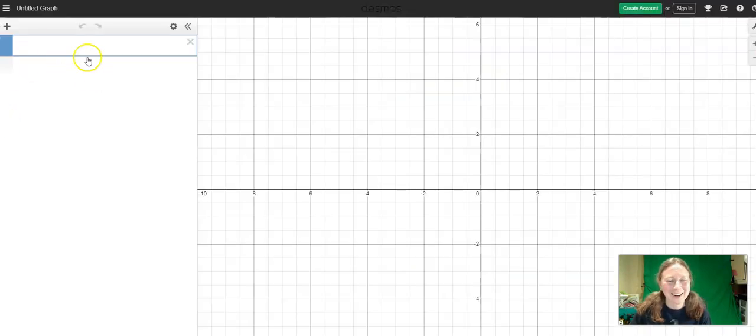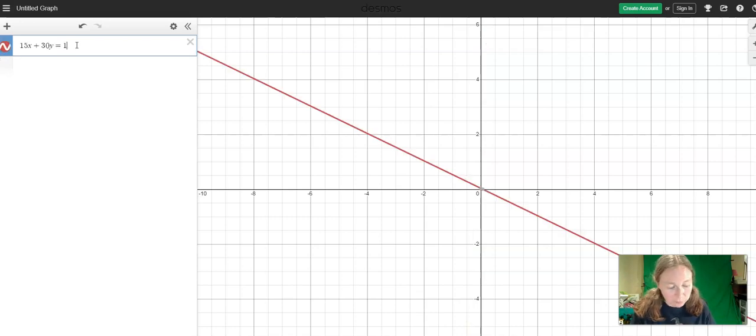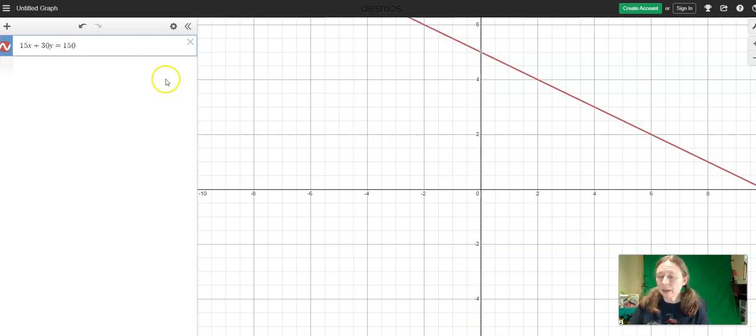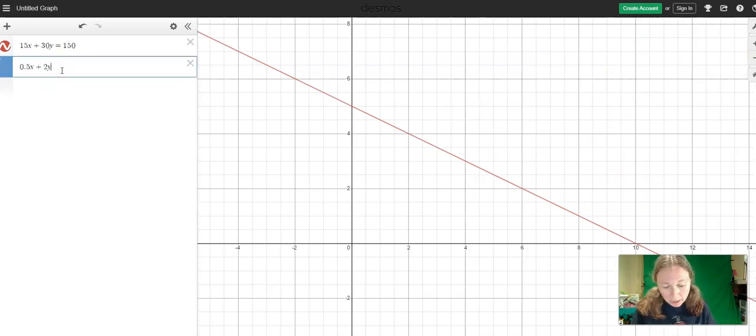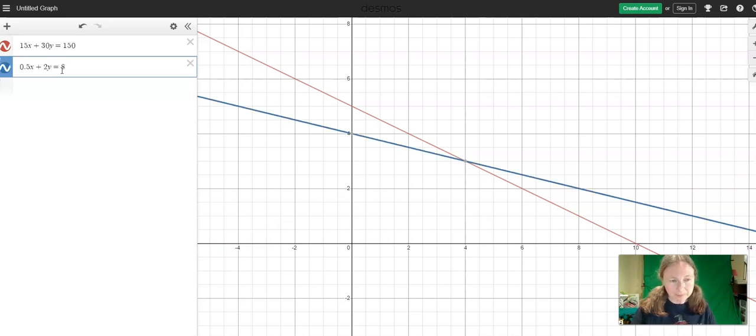So let me go to Desmos, and I need to turn off the drawing tools, so hopefully I can remember what those equations were. The first equation was 15x plus 30y is equal to 150. I'm ignoring the inequality for right now. The next equation was 0.5x plus 2y equals 8, just looking at these as lines.